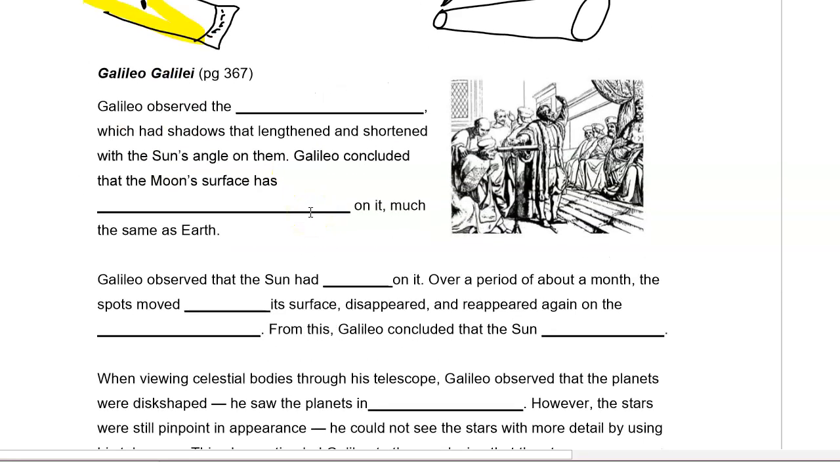Now Galileo, he was the first one to really record some significant observations through a telescope. He was not the person who discovered it, but he observed the moon's blemishes, which had shadows that lengthened and shortened with the sun's angle on them. With that, Galileo concluded the moon's surface must have different mountains and craters on it.